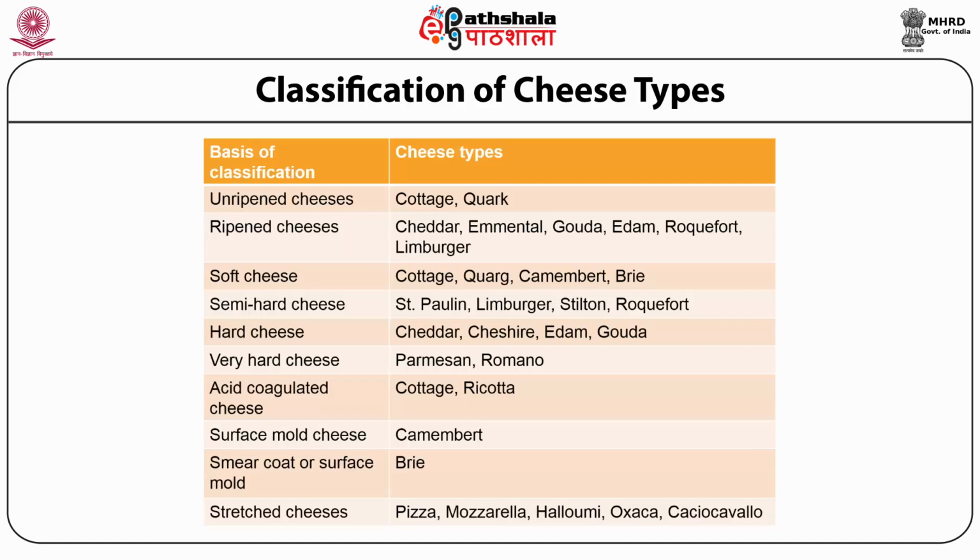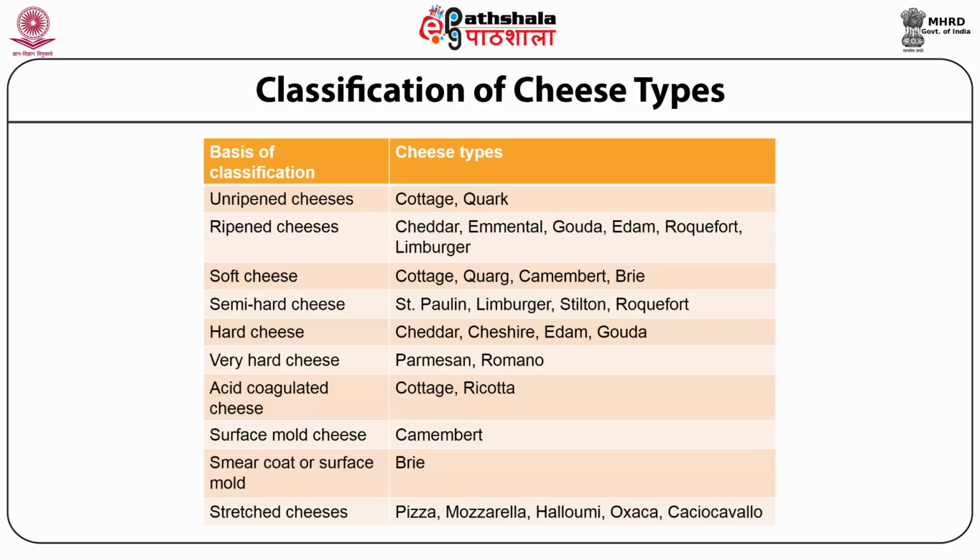These cheeses include Cheddar, Emmental, Gouda, Edam, Roquefort, Limburger, etc. In the soft cheese category, we have cottage cheese, quark, Camembert, Brie, and many more. Semi-hard cheese examples include St. Paulin, Limburger, Stilton, and Roquefort. Next, going into the hard cheese variety, we have cheddar, and particularly in India, this is the major cheese variety. We prepare it and use it, converting it into processed cheese, and then finally sell it in the market. Other hard cheeses include Cheshire, Edam, and Gouda.